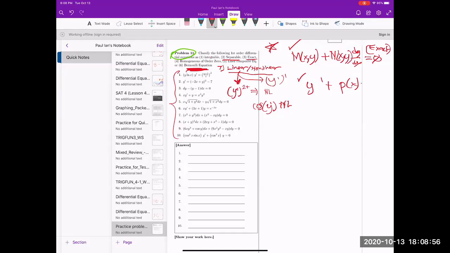Partial. Did he talk about partial? Yes, he did. The partial is where it's like F partial x, G partial y or something like that. Is this the Bernoulli one? I don't remember. I would think so.